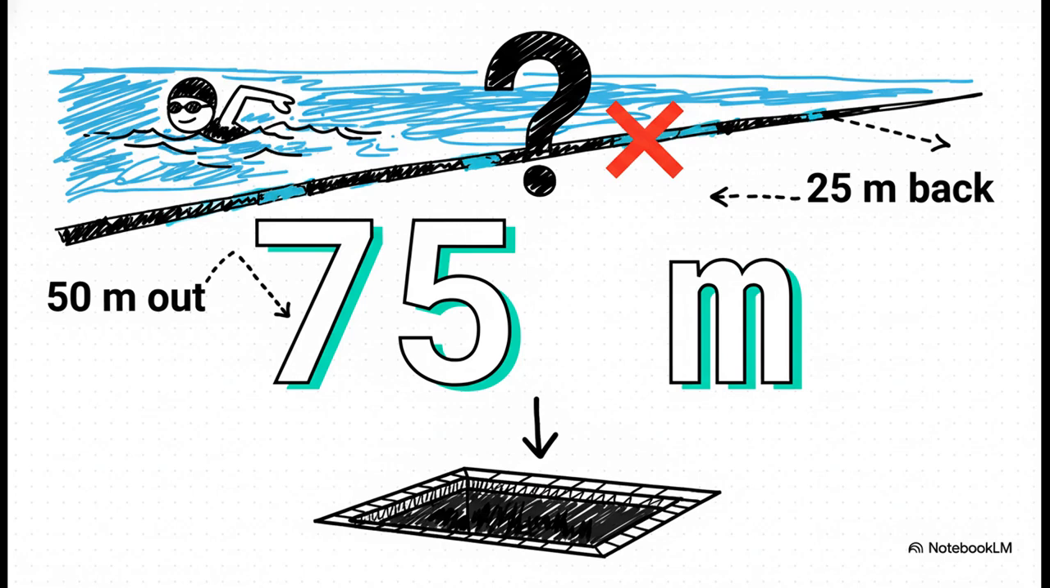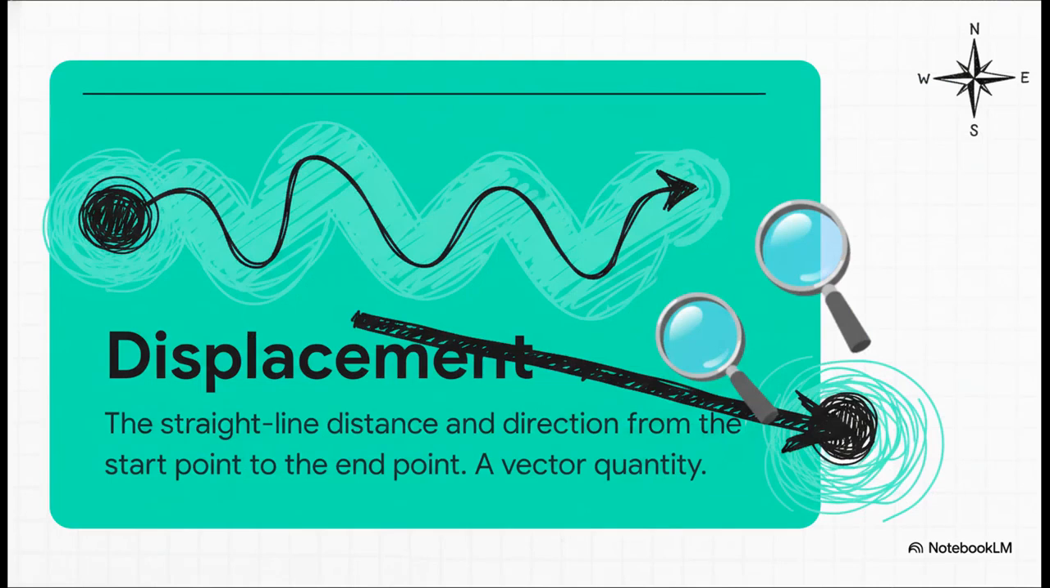So, with that in mind, our swimmer's total distance is pretty easy to figure out, right? It's 50 meters out plus the 25 meters back. That gives us a grand total of 75 meters. Now, that number is 100% correct for the distance they traveled. But, and this is the key, it is the absolute wrong number to use when you're trying to find velocity. That's the trap.